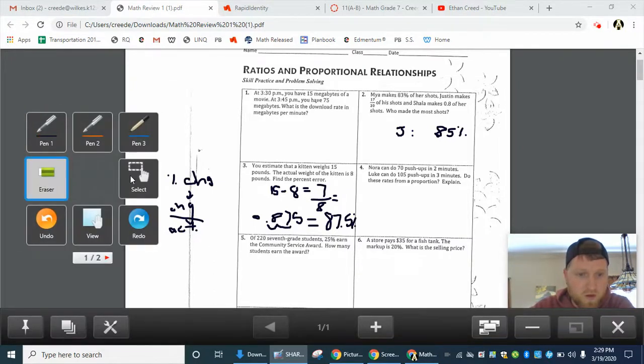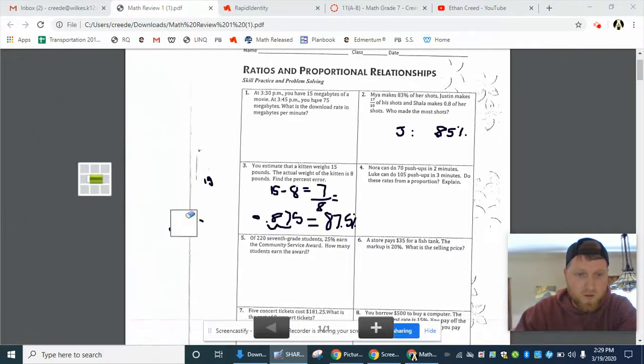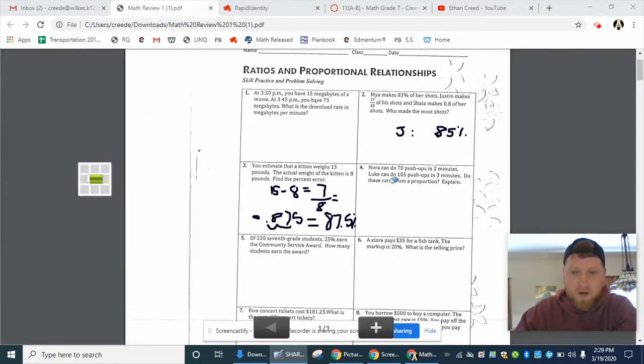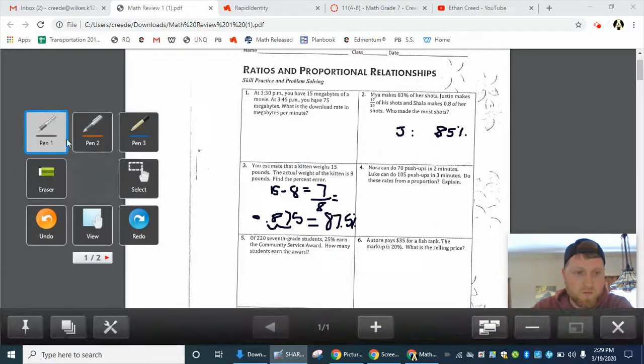I'm going to erase this over here on the left, so I still have some room to work with. All right. Get our pen back. Here we go. Moving on to the next one.